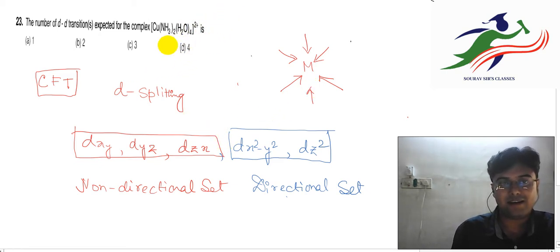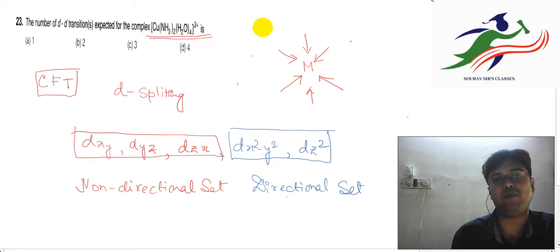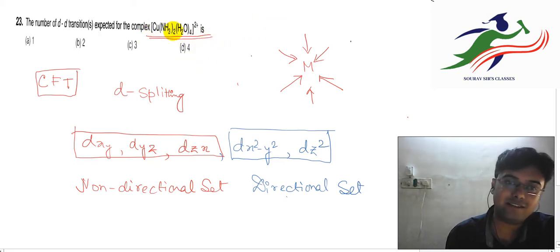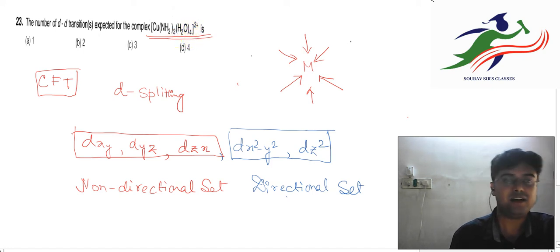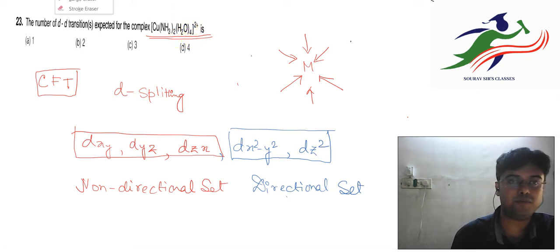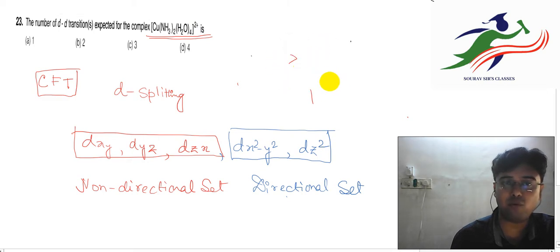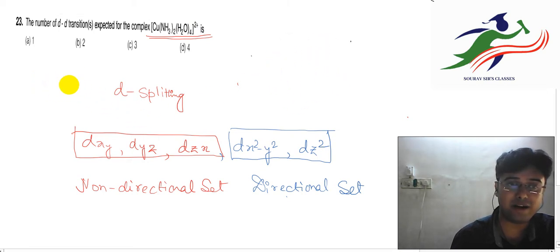This question is based on an octahedral geometry. How would you know that? See over here, there are 2 ammonia ligands and 4 water ligands. Now you know that both ammonia and water are monodentate ligands.